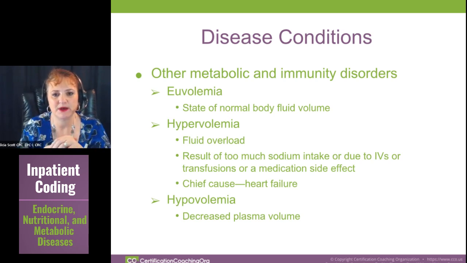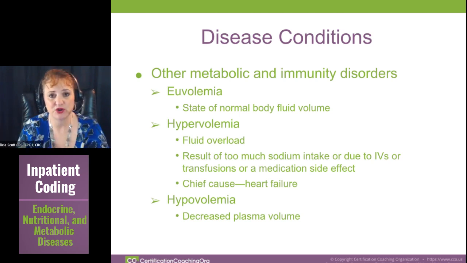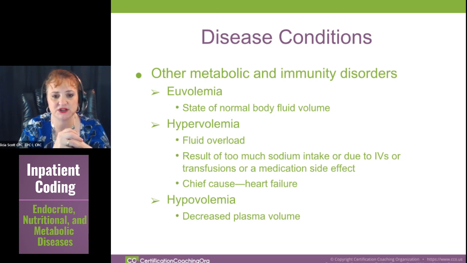Okay. Grace, I'm just going to back up to this slide again. So other metabolic and immunity disorders that we can have are problems with the volume of fluid. If we have euvolemia, that means everything's good, everything's copacetic in the body, the right amount of fluid. If we have hypervolemia, we have fluid overload, and you'll see fluid overload written sometimes, or it'll say hypervolemia. Either one you'll see in the documentation.